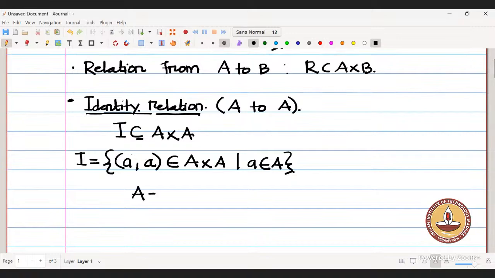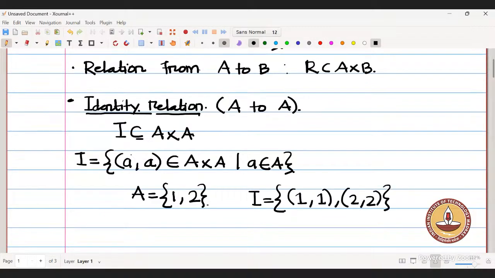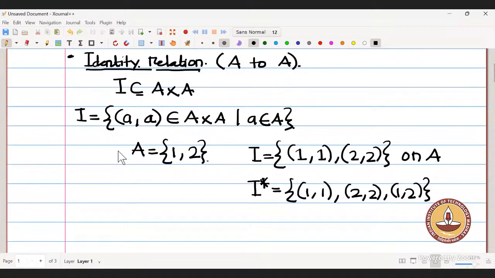For example, if I take A to be {1, 2}, then the identity relation, which is a unique relation, is this one. This is precisely the identity relation on the set A. If, for example, I take some I star, which is {(1,1), (2,2), (1,2)}, then this is not an identity relation because I have a pair where both coordinates don't match.